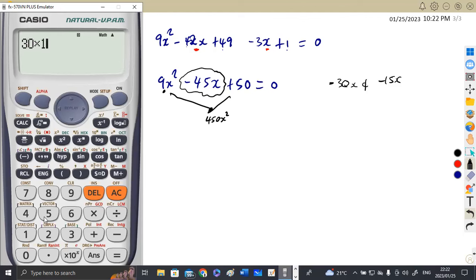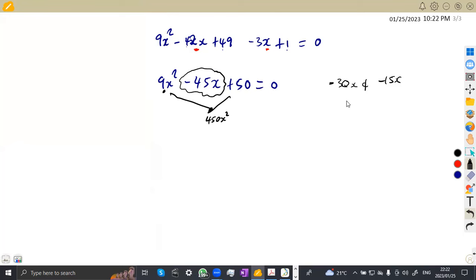And if we add negative 30 plus negative 15, that's negative 45. So these are the two terms that we actually need. We have to substitute these terms into the middle term. It depends whether you're going to start with negative 30x or with negative 15x. It's up to you. In this case, I'm going to start with negative 30. So that's 9x squared, negative 30x, negative 15x plus 15 is equal to 0.